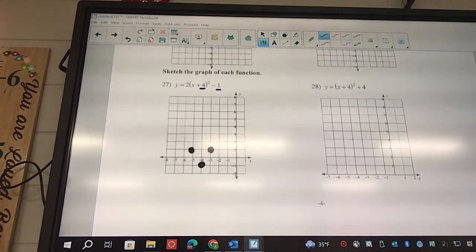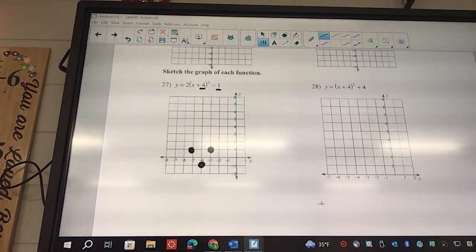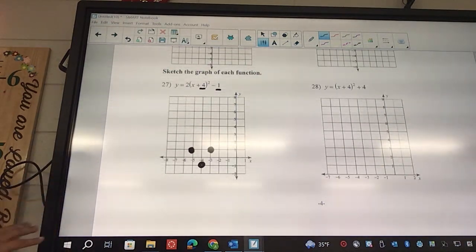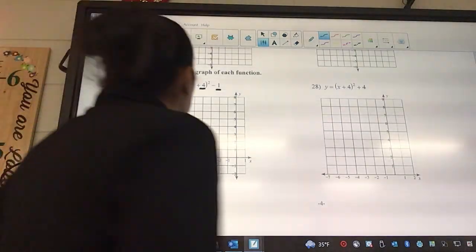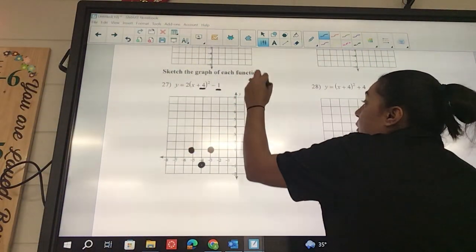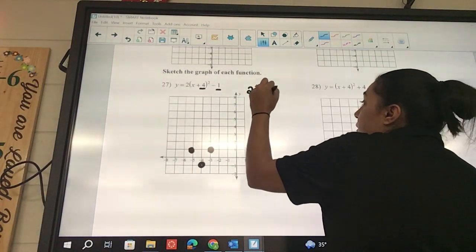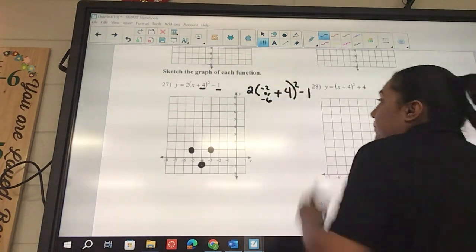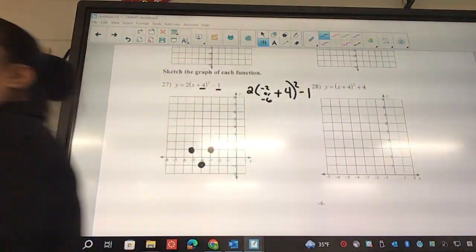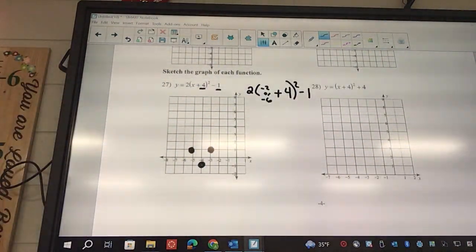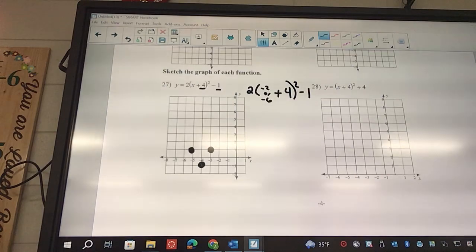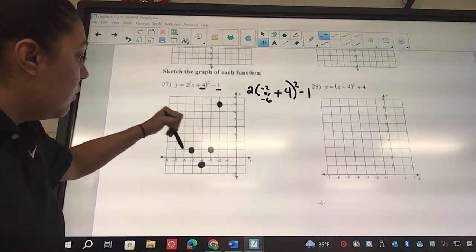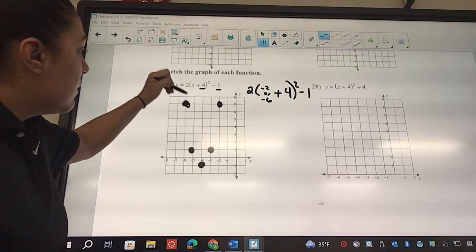Negative 2 or negative 6, either one. We just did these the other day, you're gonna have to plug in that number to find the other one, so it's gonna look like 2 times parentheses, negative 2 or negative 6, plus 4 squared minus 1. What'd you guys get? 7. So from here, you're gonna go over 1 and then go up to 7. Same thing on the other side.